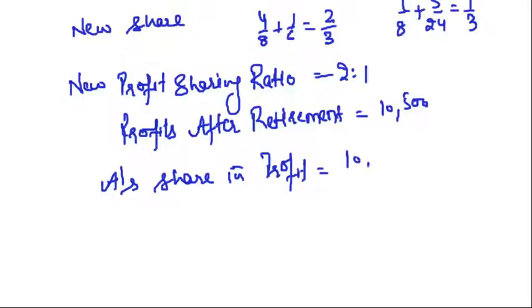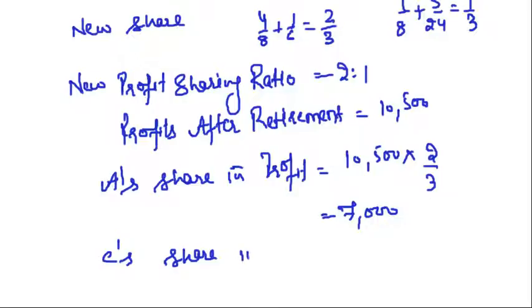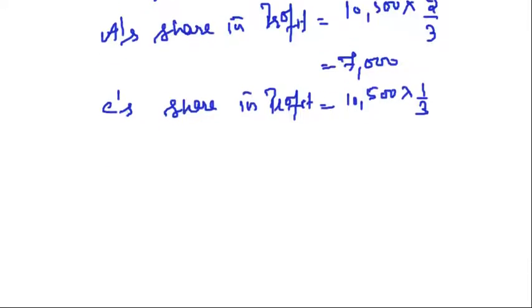This comes to 10,500 multiplied by 2/3. So A's share is 7,000. And what is C's share in profit? This comes to 10,500 multiplied by 1/3. That is the new profit sharing ratio. Why? Because the profits we are given are for the year after retirement. This comes to rupees 3,500. Clear?